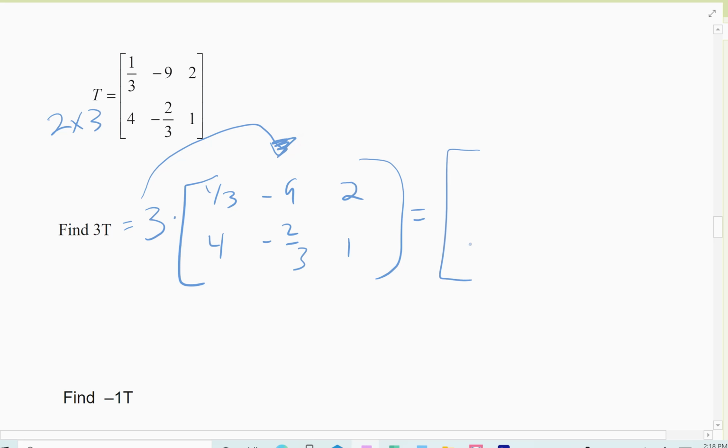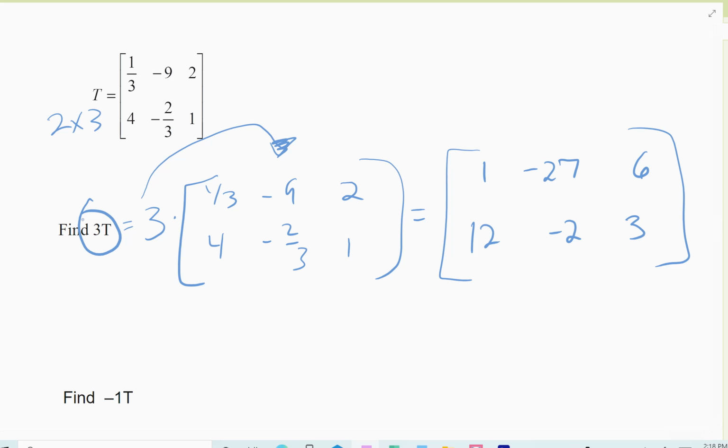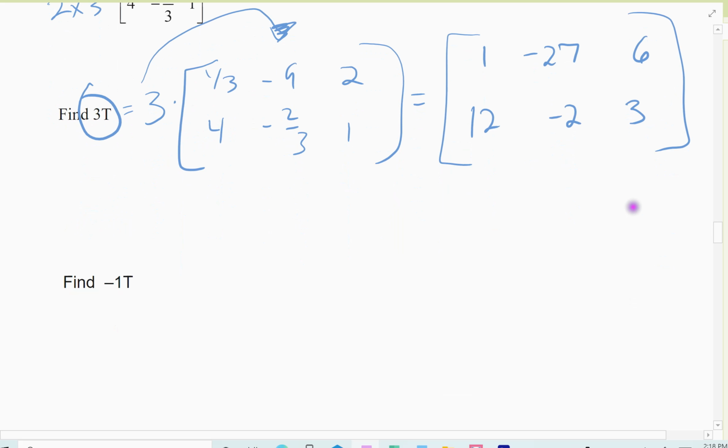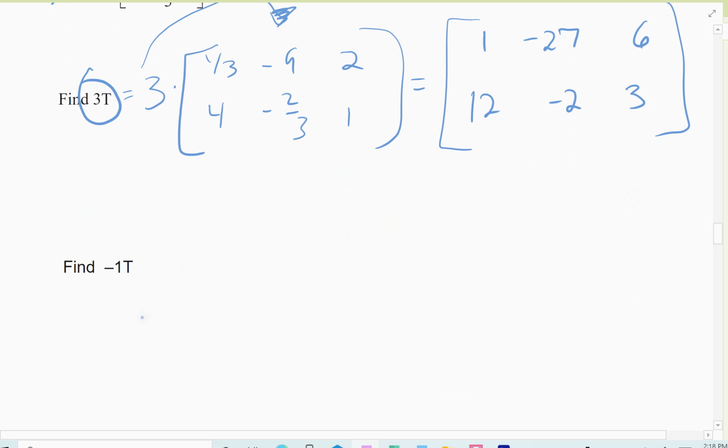And so 1/3 gets multiplied by 3. Well, that simplifies to 1. 3 times negative 9 is negative 27. 3 times 2 is 6. 4 times 3 is 12. Here my 3 and my negative 2/3 leave me with a negative 2. And then I get a 1 times 3. And so there is my 3 times T. And again, one reason I might do that is to get rid of fractions, right? Might multiply it out. Another common multiplication that we use is multiplying through by a negative 1.